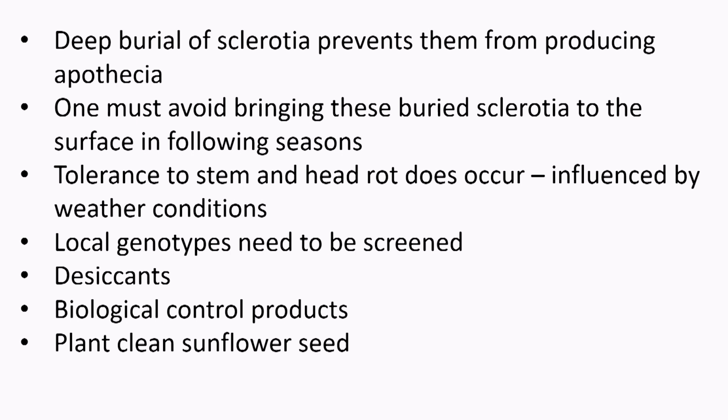Farmers can make use of desiccants to get their crops at physical maturity earlier if they see there's a problem with sclerotinia. But you really have to look at the economics of it. It must make economic sense for you as a farmer. Also, there are biological control products on the market that we can use. The one product is Coniothyrium minitans, which is a fungus. So this fungus parasitizes the sclerotia.